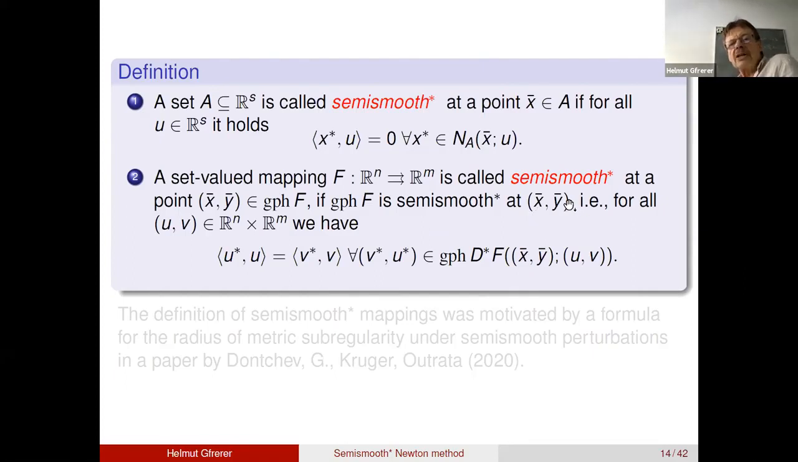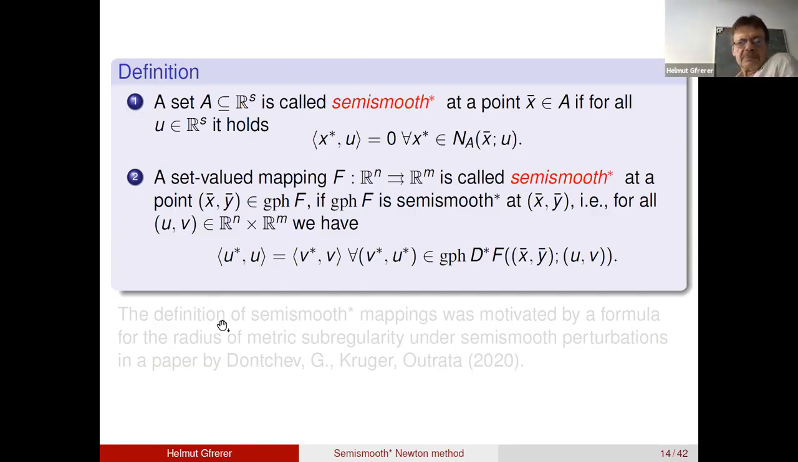Okay, we have the relation between the coderivative of F and the normal cone to the graph of F. So we can write this definition also in terms of elements of the directional limiting coderivative.